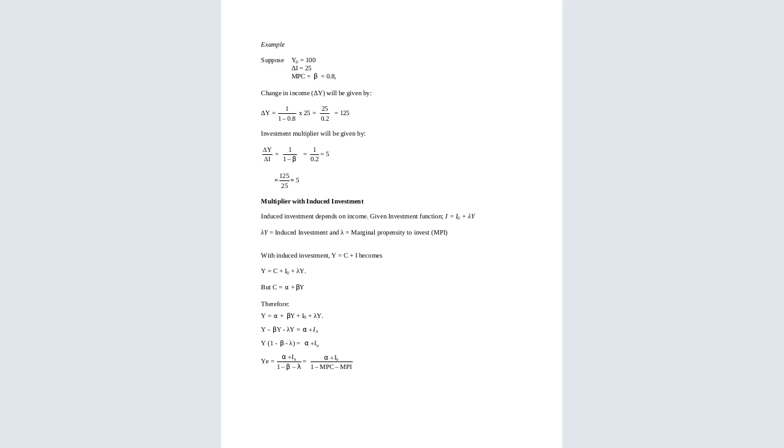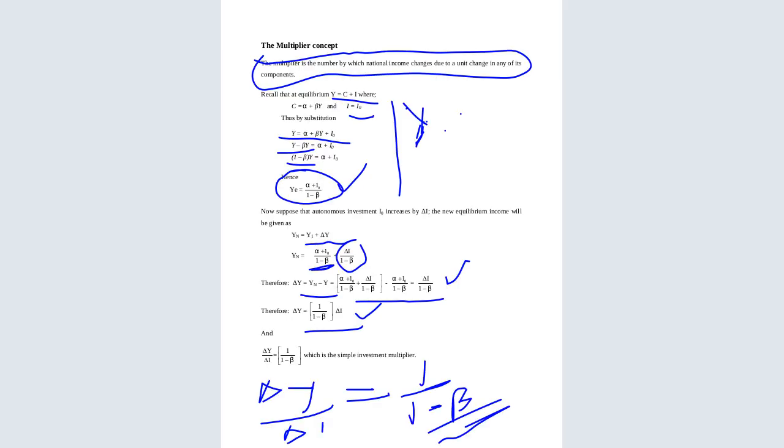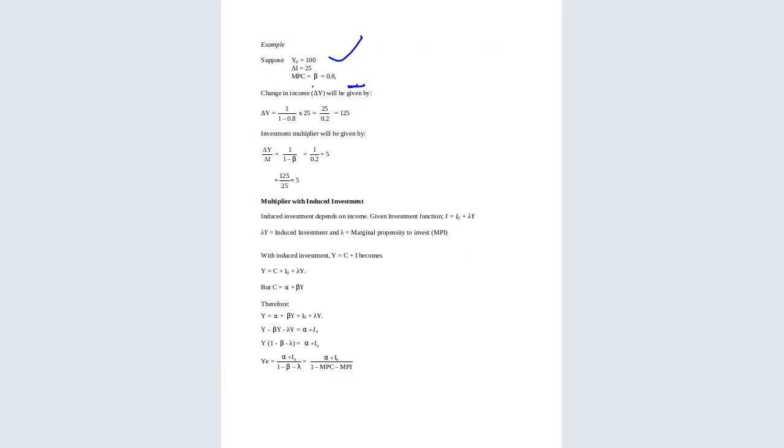So we can have a look at an example. Suppose income is given as 100, investment is 25, and then the marginal propensity to consume is 0.8. Remember, in our multiplier here, beta simply refers to the marginal propensity to consume. So the change in income will be given by this. You can find the change in income.